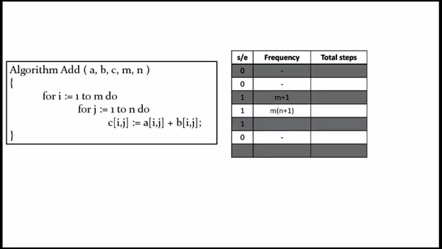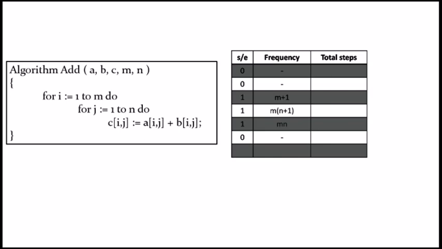The next one is the inner loop, J equal to 1 to N. So this particular loop will be executed N plus 1 times, but because it is in the I loop, it will be executed M in bracket N plus 1 times. So basically it will be executed MN plus M times.